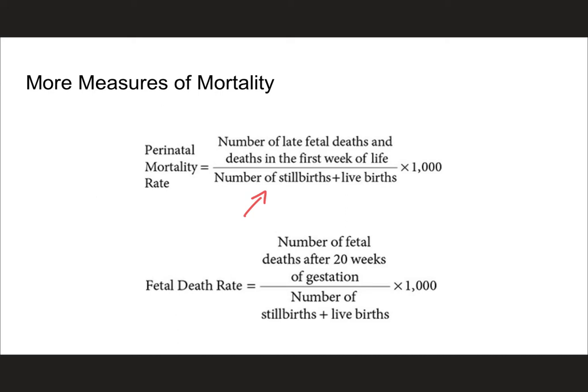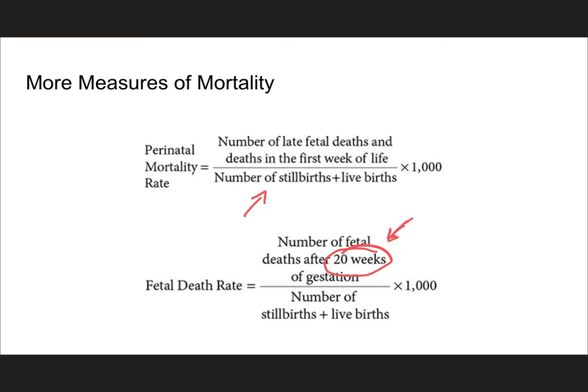Times 1,000, and then the fetal death rate, number of fetal deaths after 20 weeks of gestation, divided by the number of stillbirths and live births. This is probably going to change, given the recent decisions by the Supreme Court, in the way that states individually are going to be counting this. It's going to be different. Good luck, because it's hard to tell if a woman has a miscarriage how old the product of conception was, versus an actual more developed fetus. 20 weeks is half of the gestational period, right? So we'll see how this changes.